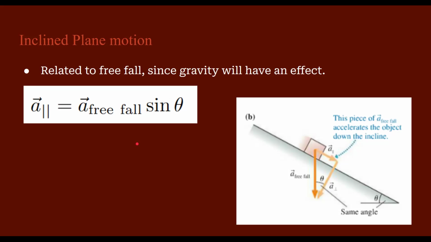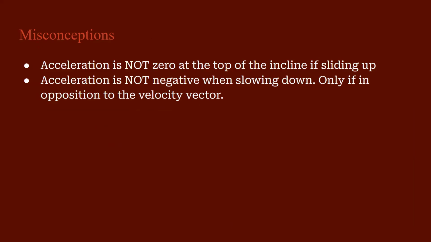And to find that, you just take that 9.8 and multiply it by sine of the angle. So it's basically saying this right here is the acceleration along the incline, just by multiplying it by sine of the angle. So it's that 9.8 times that. But be careful of whether it would be negative or positive depending on the context of the problem. So here's some misconceptions. Acceleration is not going to be zero at the top of an incline if it is sliding up.